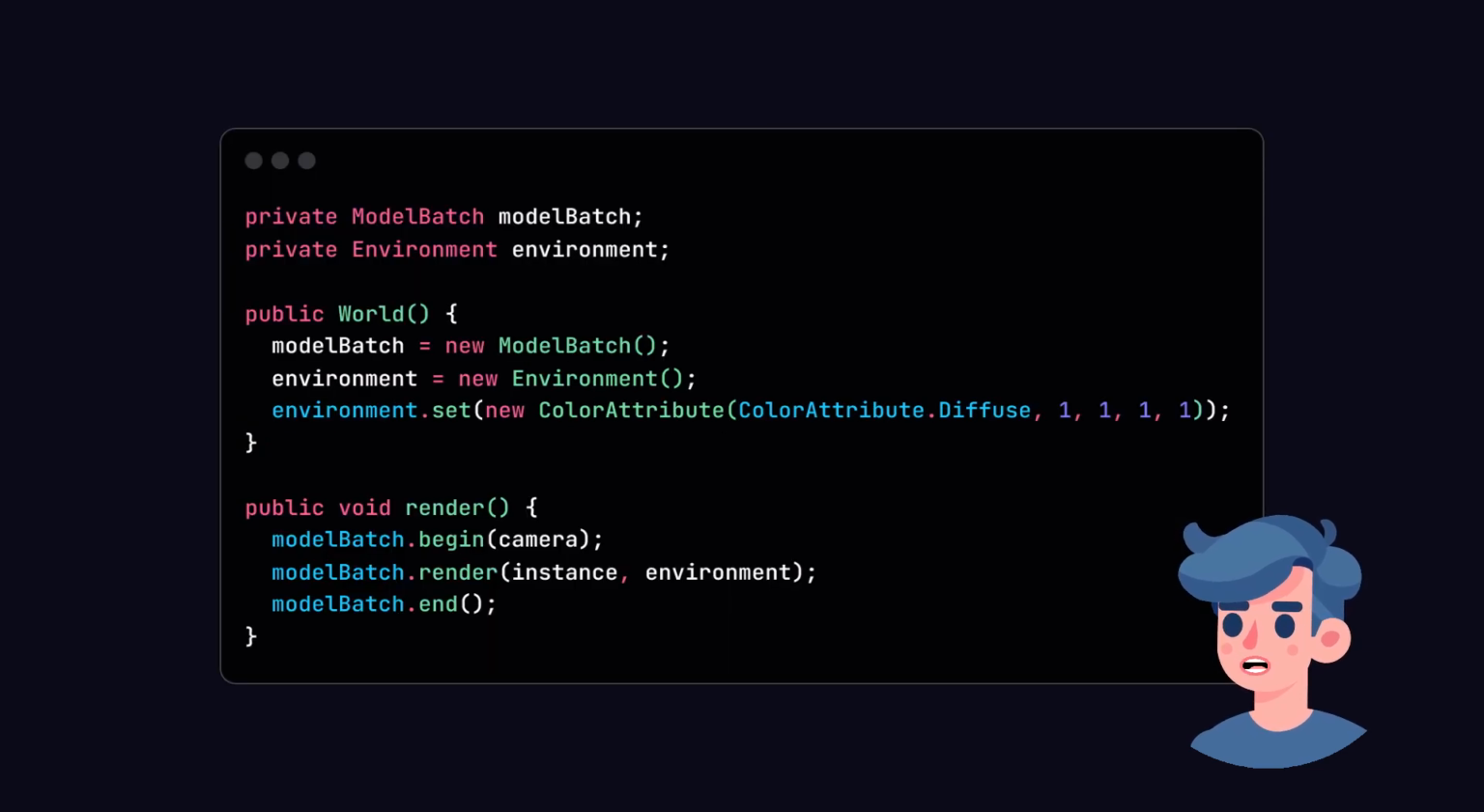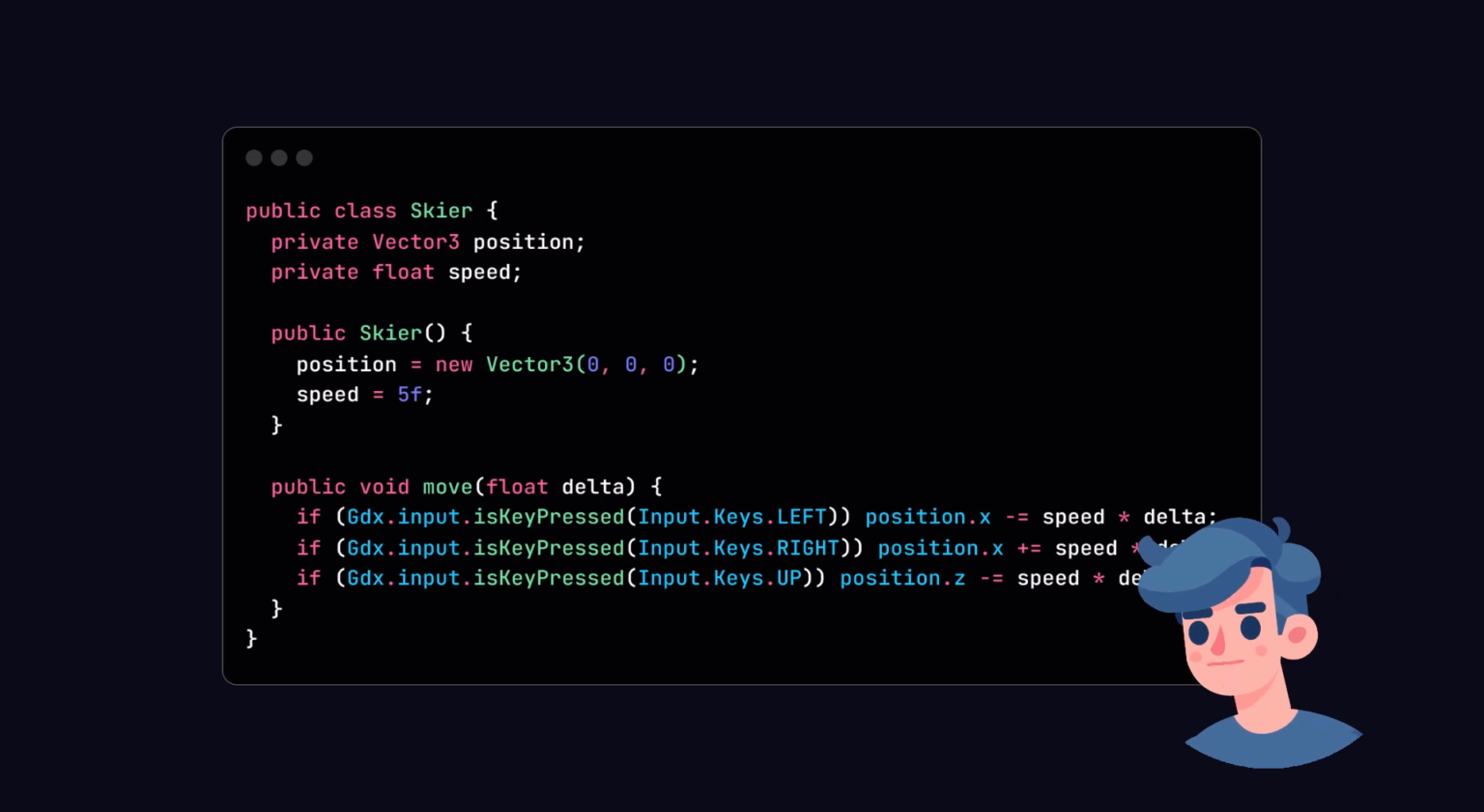Now we will modify our world's render function to draw the terrain. We need to set up a basic rendering process which will involve the model batch class provided by libgdx. Next, we need to integrate controls for the skier or snowboarder. Let's create a skier class and implement basic motion logic to control the character's movement. We will link keyboard inputs to this class.